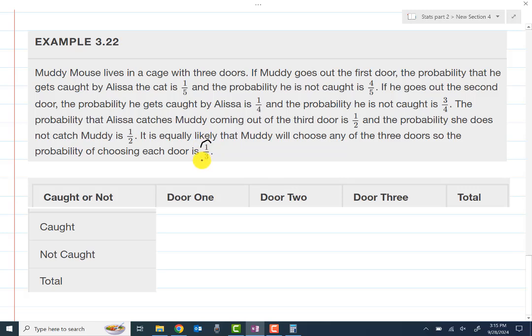So I want to circle some of the things we have here. 1/3 is going to be involved in all of our calculations. Right now I'm just circling all numbers. Some of these may not be useful to me. I'm just circling so I can see them easily. All right. We have, if he goes out the first door, the probability that he gets caught by Alyssa is 1/5. So he already has a 1/3 chance. Then you multiply it by the 1/5, and you end up with 1/15.